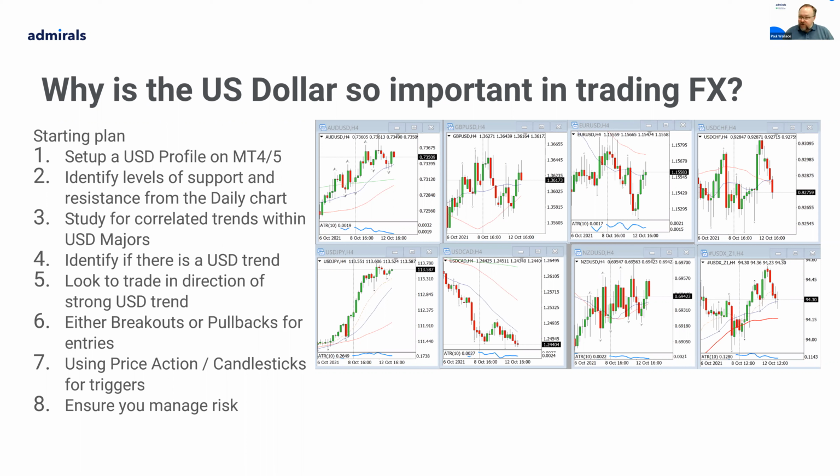Look to trade in the direction of strong US dollar trends. If there isn't a strong trend, that's okay, you can go and look at something else. But normally you will see that there is some sort of strong US dollar trend, which gives you the opportunity to trade either breakouts or pullbacks for your entries. You can just use price action and candlesticks for triggers, but also ensure you manage your risk.